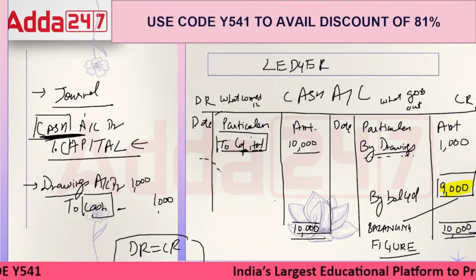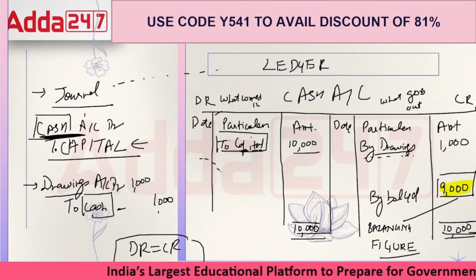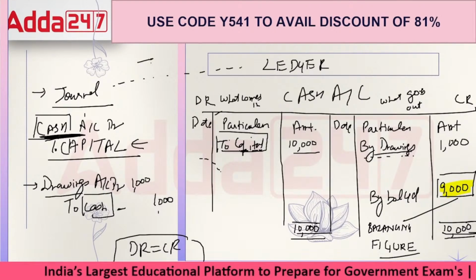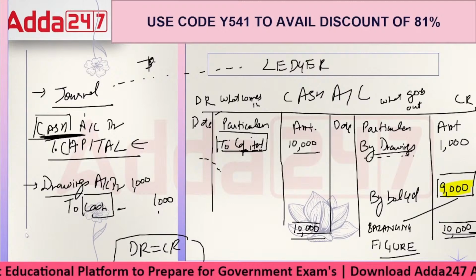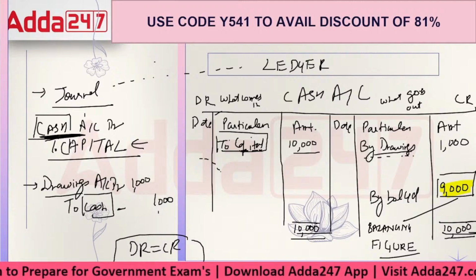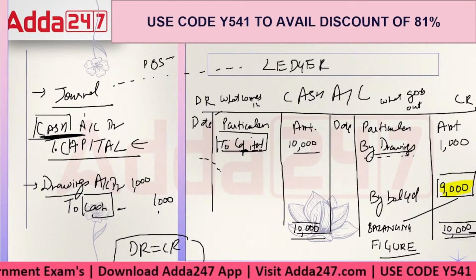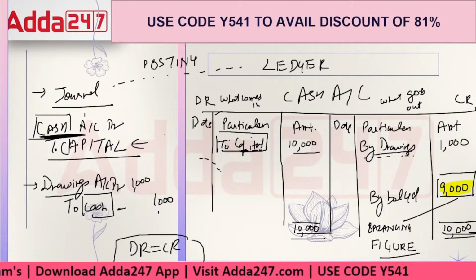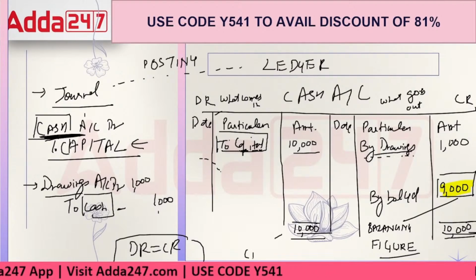So this process of taking your journal towards the ledger is called posting. And this process of totaling it is called casting.